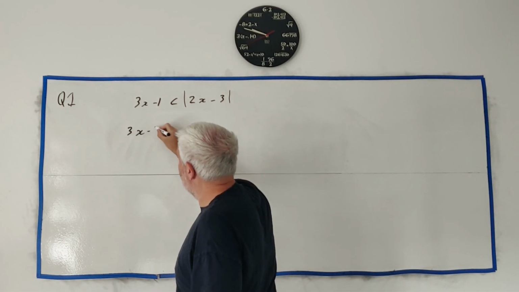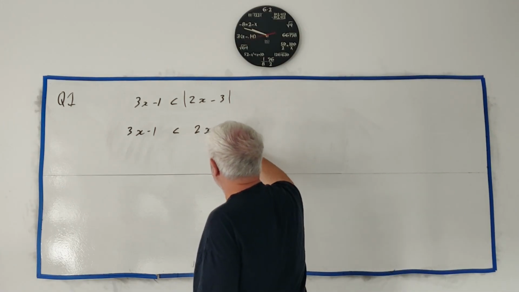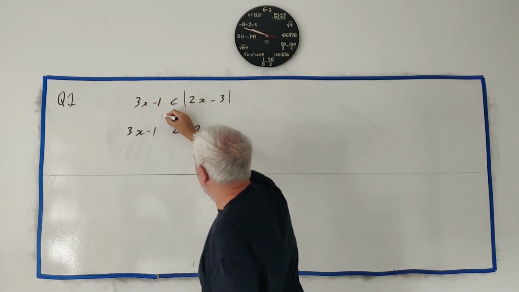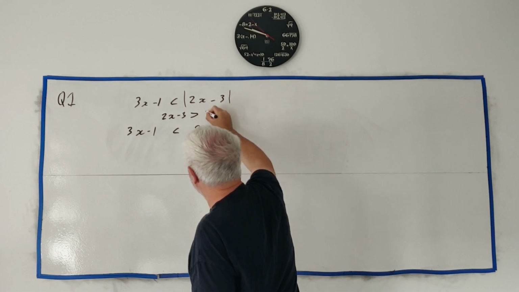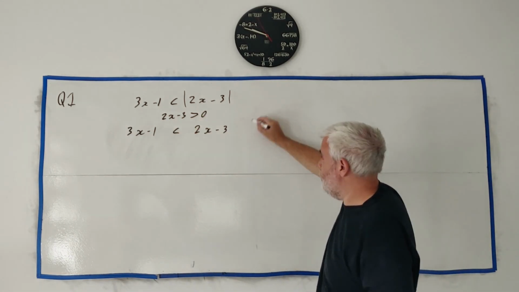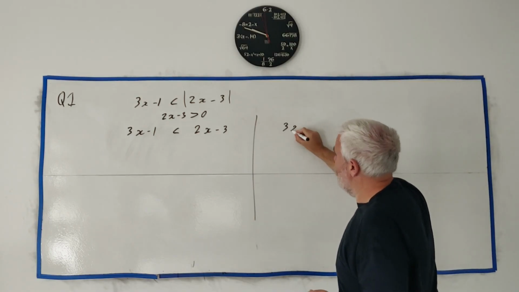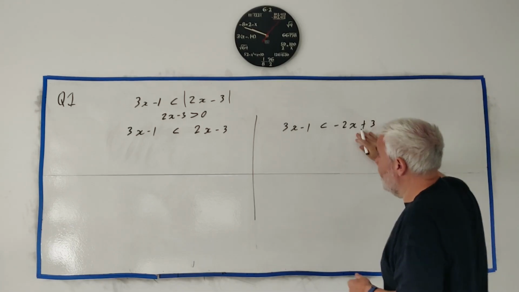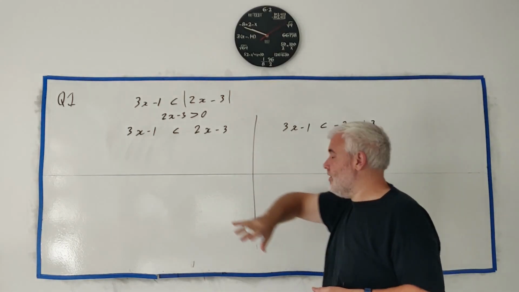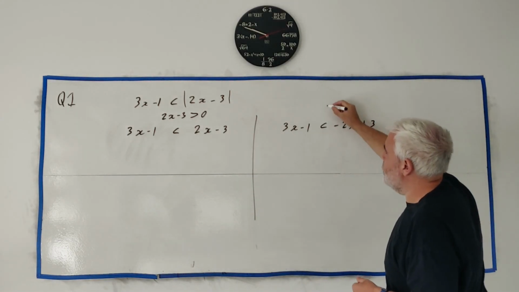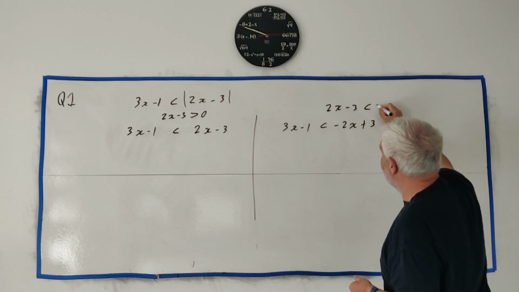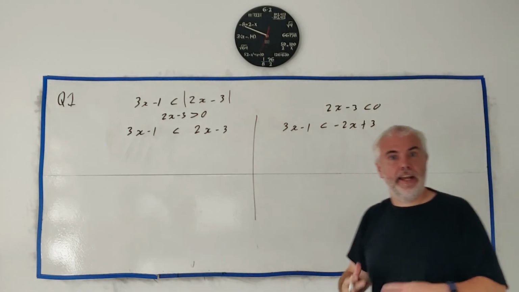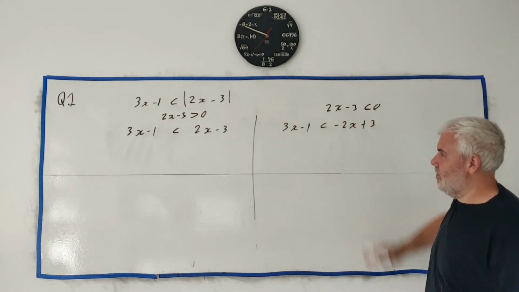We can split this into 3x minus 1 is less than 2x minus 3 when this is bigger than 0. And we need to have this as 2x minus 3 is bigger than 0. When that's bigger than 0, we're in this world. And then the other possibility is 3x minus 1 is less than minus 2x plus 3. That's if in here was minus. And that would be the case when, as I said, 2x minus 3 is less than 0. Because when this is less than 0, the absolute value kicks in and changes the sign of everything. That's how we get this sign change.